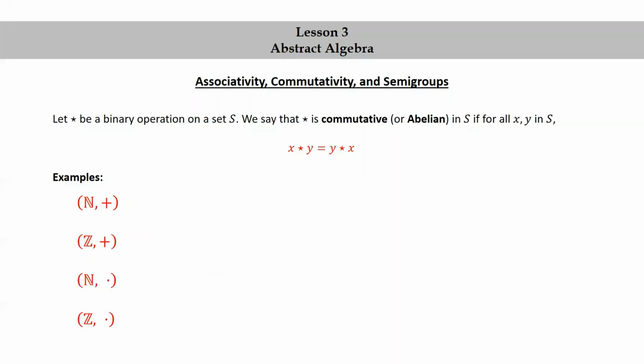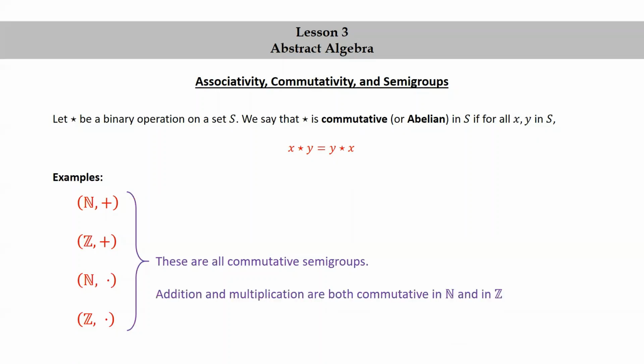Some more examples. The set of natural numbers together with addition, the set of integers together with addition, the set of natural numbers together with multiplication, the set of integers together with multiplication. These are all commutative semigroups. Addition and multiplication are both commutative in the set of natural numbers and in the set of integers, as well as being associative.